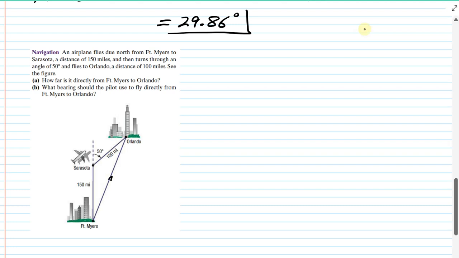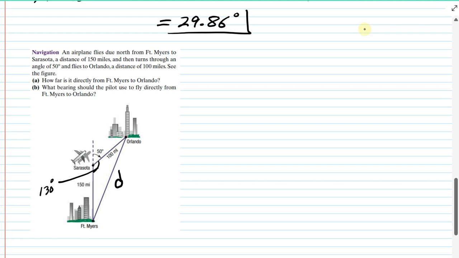So we want to find the direct distance from Fort Myers to Orlando. Call that d. Now, from the triangle here, we know that this angle has to be 130 degrees, because combined with a 50-degree angle, they form a straight angle. That should be 130 degrees. And that's all we need. We can actually set up the law of cosines because we are given two sides and the included angle.